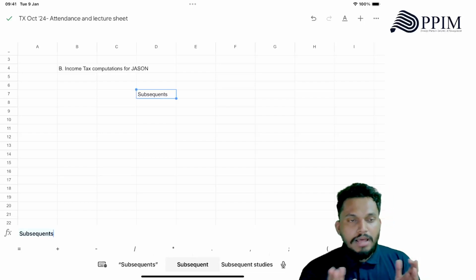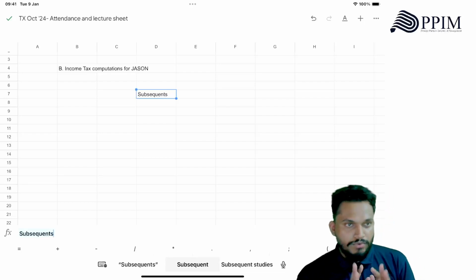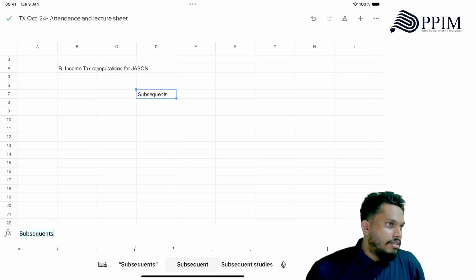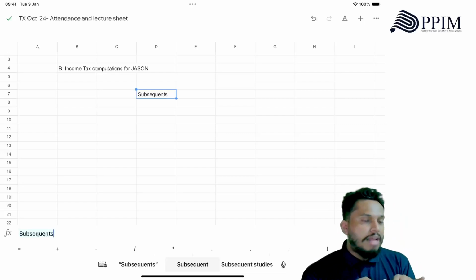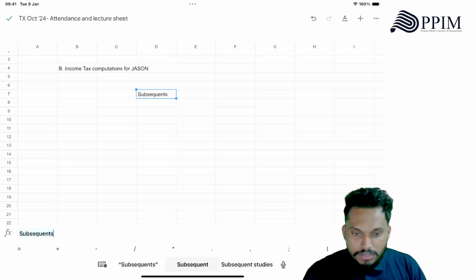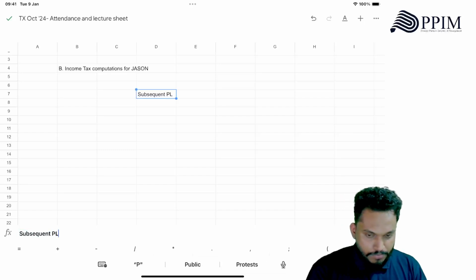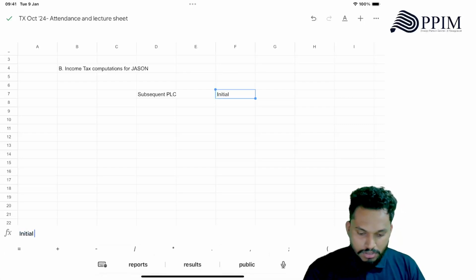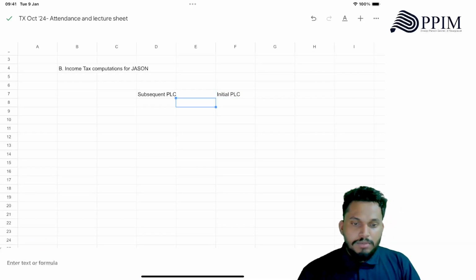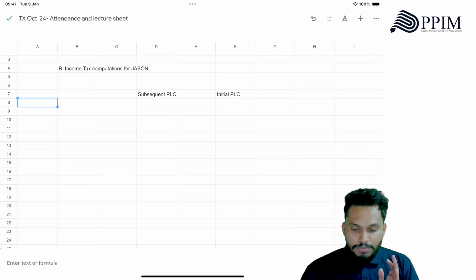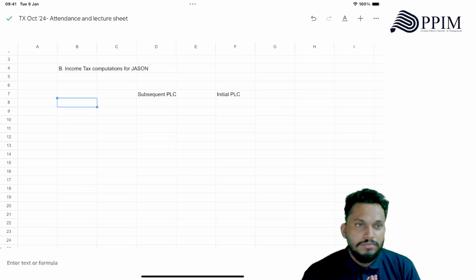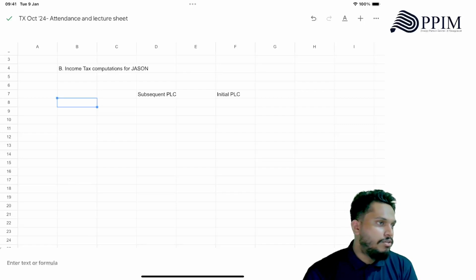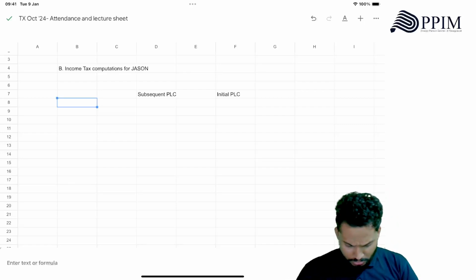You can also use your laptop or monitor. If you haven't brought it, write it. Better to practice it on the platform itself, because in the exam you need to type, isn't it? So you can say subsequent PLC, and you can say initial PLC. So something like this. Just draw it and keep it. So you're already planning your answer here. Okay, I'm not going to do much about this because I don't know about the questions I'm trying to input. Right.